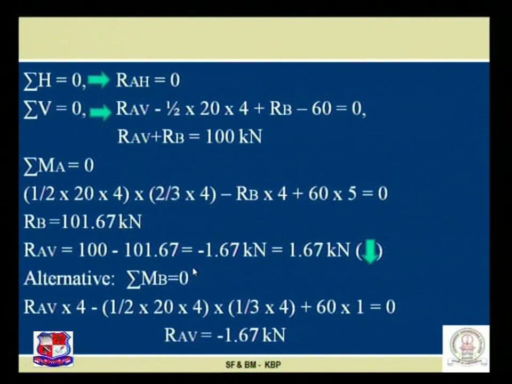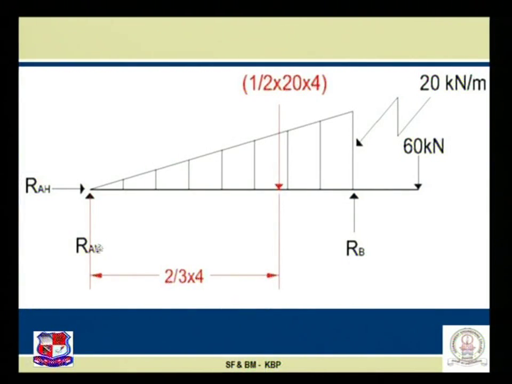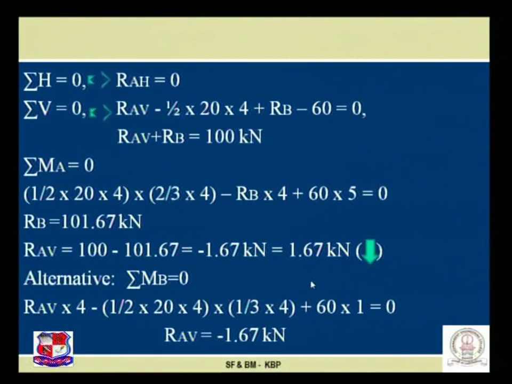The minus sign indicates, referring to the previous figure, that the direction we assumed as upward is wrong. It is truly negative, meaning this reaction is acting downward. So RAV is equal to 1.67, but in the downward direction. The same reactions can alternatively be found by taking sigma MB equal to 0. You may take care of this, and you will learn it by taking the alternative approach also.